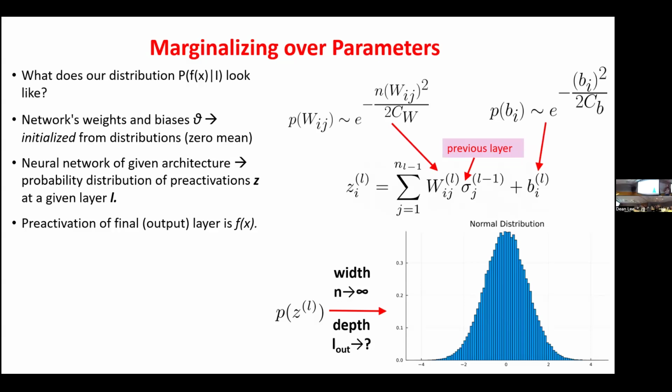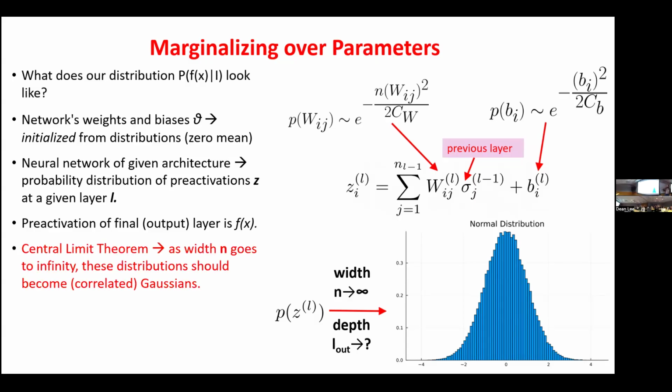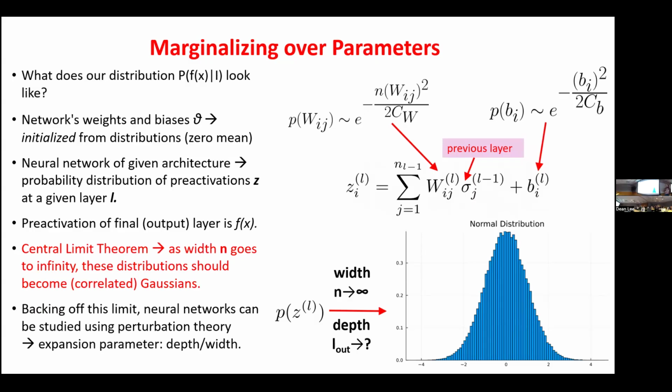Because our final layer output is a pre-activation, the function that we care about is going to be expressed as one of these z's. And if we do this integration, one of the things that's nice is that by the central limit theorem, when we take infinite width, we're going to get a correlated Gaussian distribution for our functions. And then if we back off this limit, we get a nearly Gaussian distribution that we can correct perturbatively with an expansion parameter that's the ratio of depth to width.